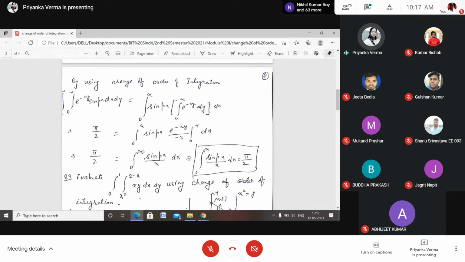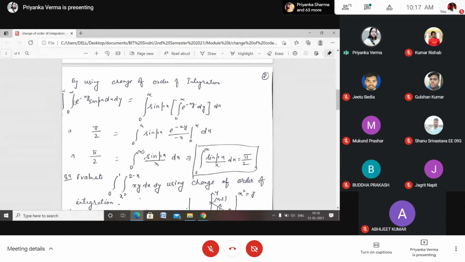We are integrating with respect to y, so x will be treated as constant. The integration of e to power minus xy will be e to power minus xy upon minus x. Why is it minus x? Because we are integrating with respect to y, so minus x will be treated as constant. Now if you put the limits, on putting the upper limit, this will give 0, minus plus. On putting the lower limit, this will give 1. So you are left with one term, that means sin px upon x.